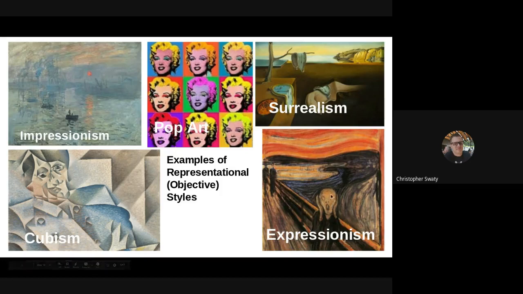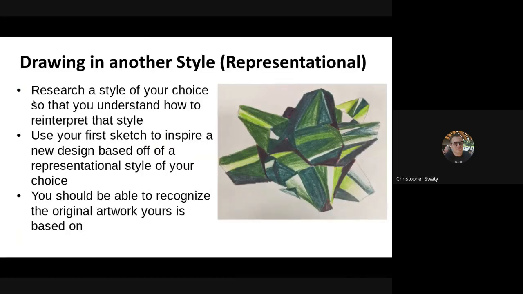And then we have expressionism. So really expressive with the lines, may not be the best choice for colored pencil because it's really painterly, but I want you guys to look up art styles and choose one representational art style to work with. Now, first drawing, the goal was realism. I know realism's difficult, so now I want us to kind of use your first picture and create a drawing in another style.